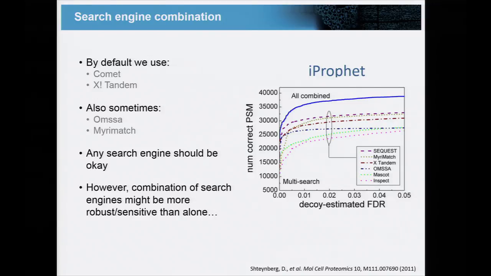But I mean, it doesn't really matter. It can be any search engine. At this stage, they all perform pretty well. But sometimes combining multiple search engines gives you more sensitivity and potentially more robustness, right? And there are some tools which allow you to do this in a statistically sensible way.